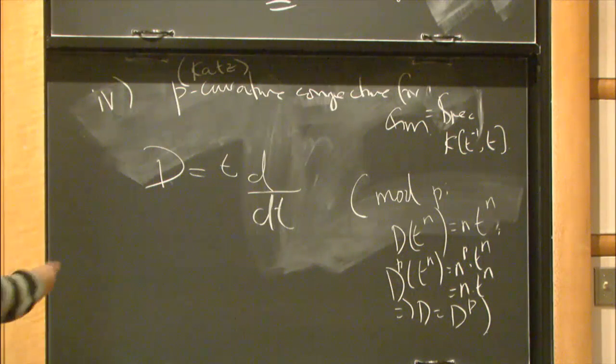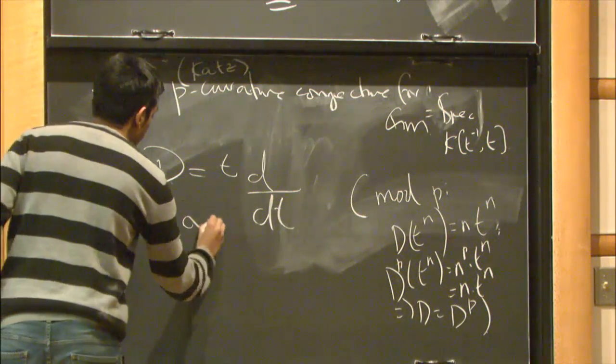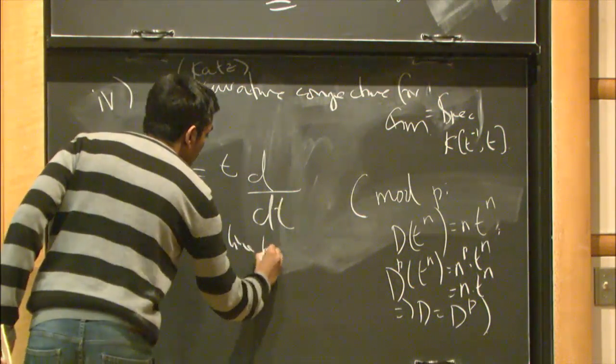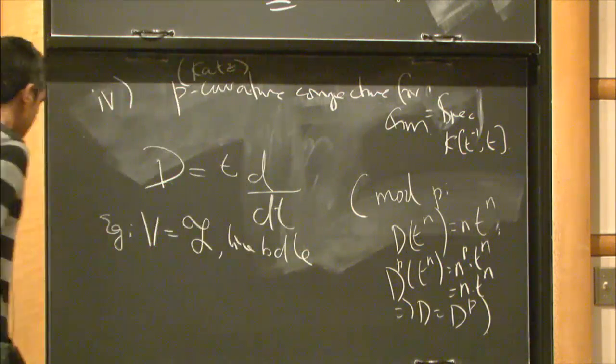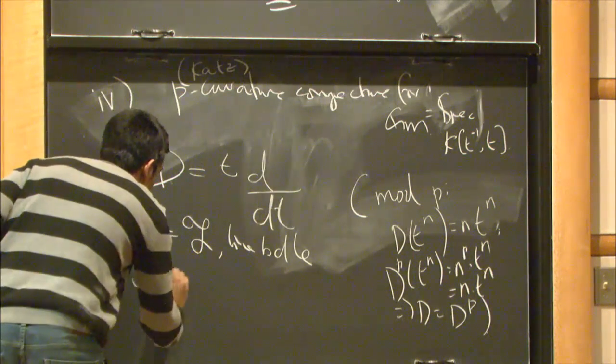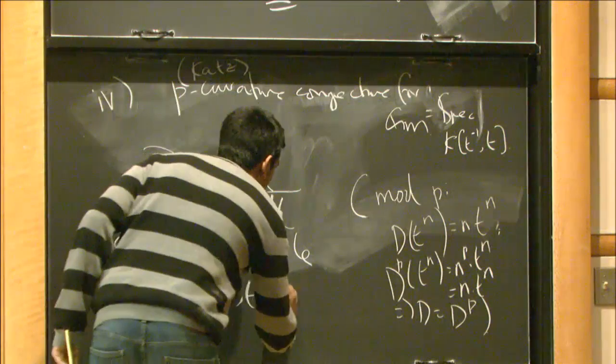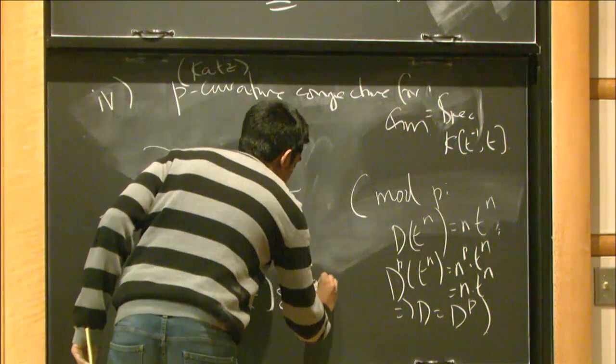And I'm only going to talk about the case when the vector bundle is actually a line bundle, and let the sheaf of sections be generated by epsilon, which is going to be a non-vanishing section.